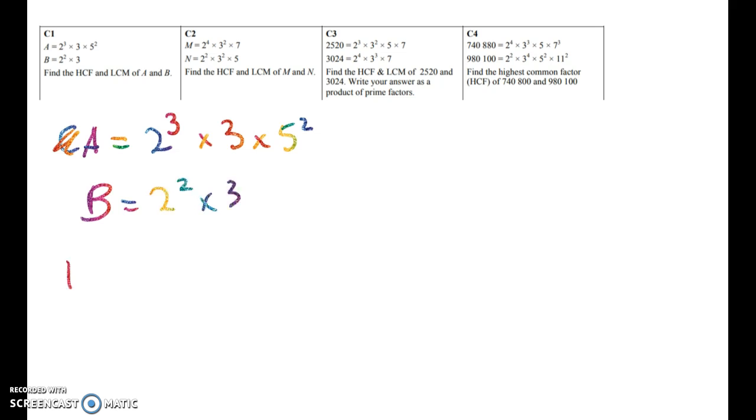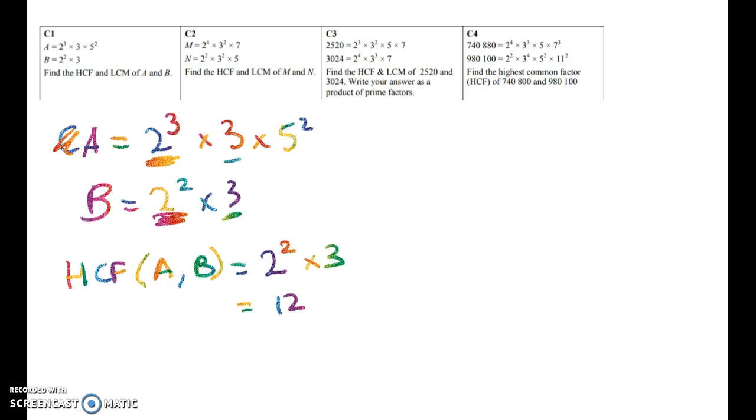Notice that we're given 2 numbers, but we're given them in the form that we want, which is the prime factorization version. So C1, number A is equal to 2 cubed times 3 times 5 squared, and B is equal to 2 squared times 3. So if we want to find the highest common factor, we're looking for the product of the prime factors, which are in both of those numbers. So you'll be able to see, some of you, by just looking at it in that order, that we're going to have 2 squared sitting in the middle of the Venn diagram in the intersection, and we're going to have a 3. So my highest common factor here will be 2 squared times 3, which is 12.